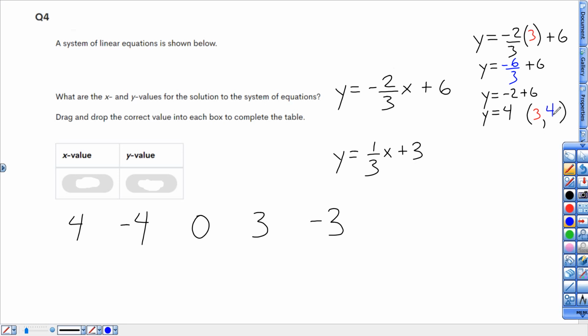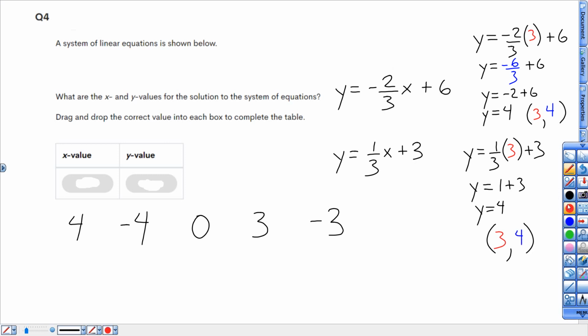If I do that for the other equation, see what y is when I plug in 3 for x in this one. Let's see. 3 times 1/3 really is straight across 3 over 3, which is 1. But that becomes 1 plus 3. And of course, 1 plus 3 gives me 4 again. So I could see for this one also, when I plugged in 3 for x, it gave me 4 for y. This is the solution set.